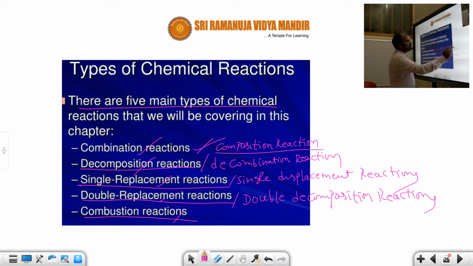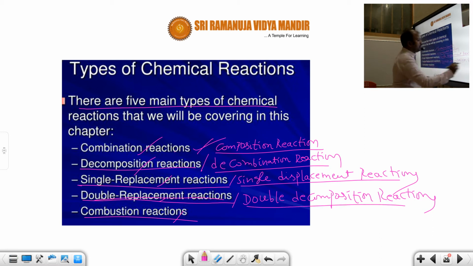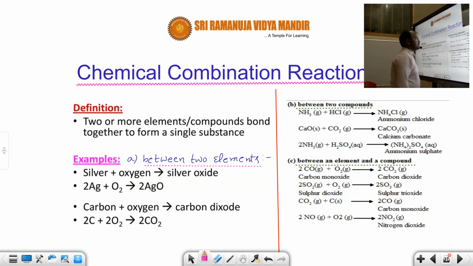Combination reaction is also called composition reaction. Decomposition reaction is called decombination reaction. Single replacement reaction is also called single displacement reaction. Double replacement reactions are called double decomposition reactions. Last but not least, combustion reactions. First of all, which reaction? Chemical combination reaction. Combination reaction is also called composition reaction.